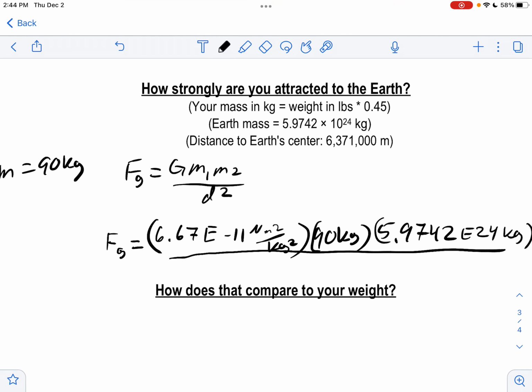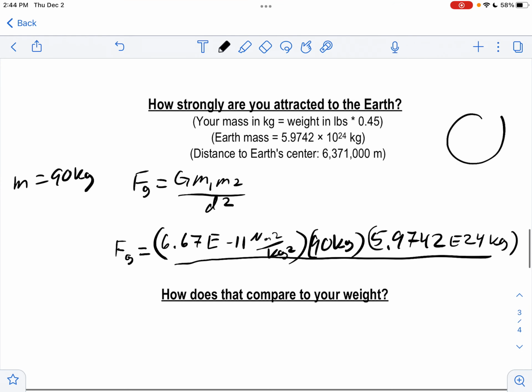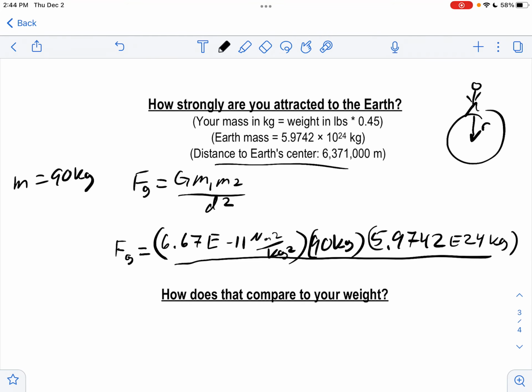And then the distance. If that's Earth, and we're up here on the Earth, the distance that we care about is the distance down to the center. That's the radius of the planet. So I looked that up, the distance to Earth's center. It's that number right there, 6371000 meters, and I have to take that number and square it. So this is what I'm going to put into my calculator.